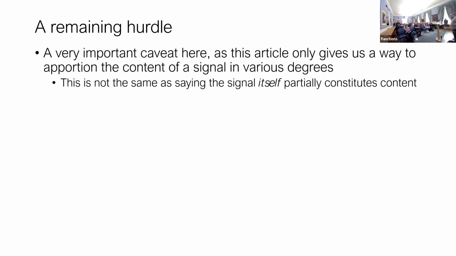Now, there's a very, very important caveat here, which means that we're not there yet, okay? Because what this article actually does, what the model actually does, is it gives us a way to apportion the content of something that's established already as a signal. And that's not the same as having something saying that something is partially a signal. Those are not the same things. They're part of a full signal. That's different to having a partial signal.